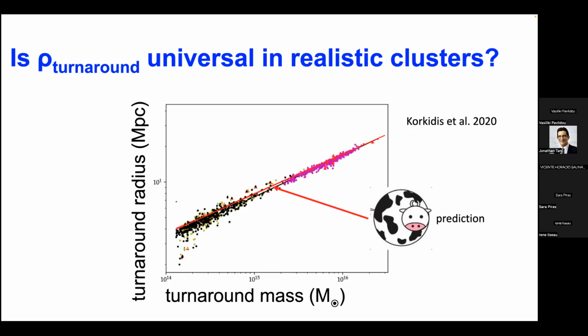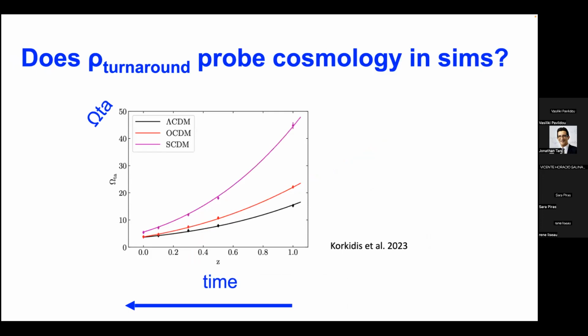Okay, so it exists. That good property is retained. So there's only one thing left to ask. And this is, okay, this is at redshift 0. If you go backwards in redshifts, if you take that universal value of the turnaround density and you look at it as a function of redshift at different cosmologies, will it do what you think it's doing, right? Can it probe cosmology? So does rho turnaround probe cosmology in simulations? And the answer is a very strong yes, okay?